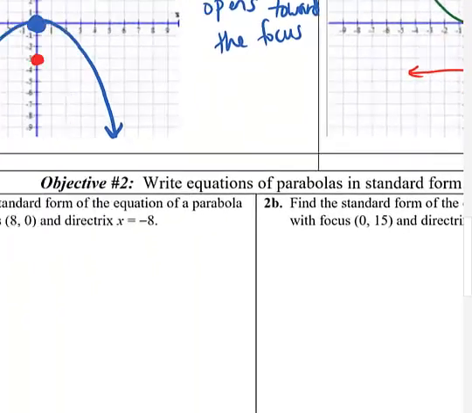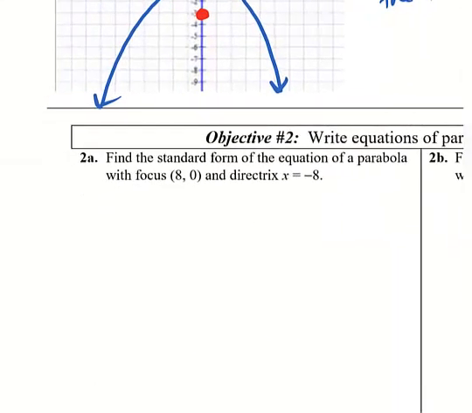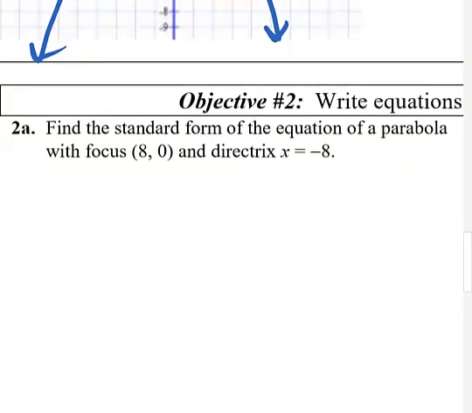All right, now we have a new objective here: write equations of parabolas. So now instead of trying to find facts about it, like in the first objective where they said, here's the equation of the parabola, now you find the focus and directrix and graph it. Now they're saying, what if we give you the focus and directrix? Now you find the equation. So kind of the opposite of what they did before.